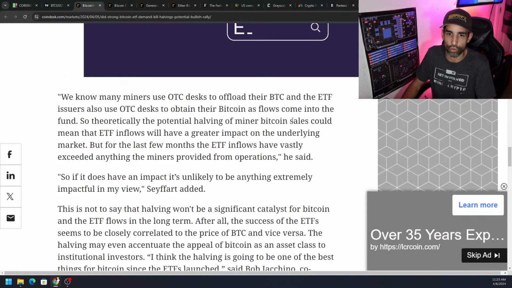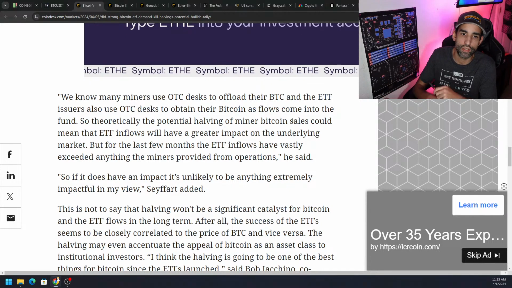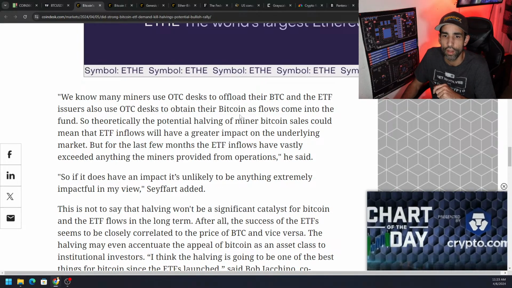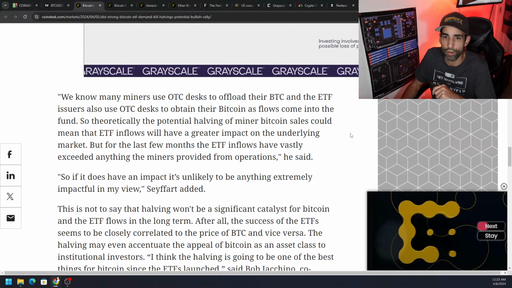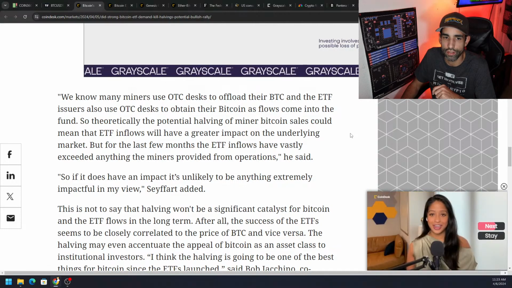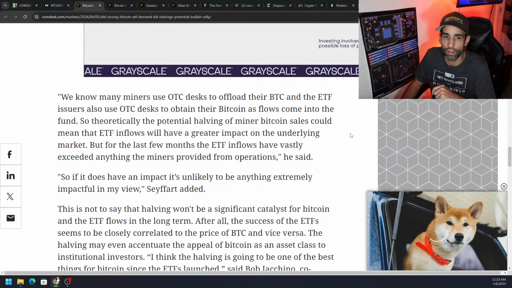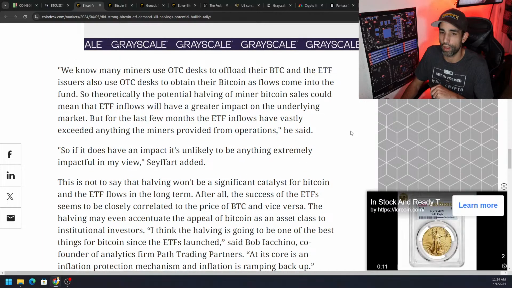We know, and there's a quote here, that many miners use OTC desks to offload their BTC, and the ETF issuers also use OTC desks to obtain their Bitcoin as flows come into the fund. So theoretically, the potential halving of the miner Bitcoin sales could mean that the ETF inflows will have greater impact on the underlying market. But for the last few months, the ETF inflows have vastly exceeded anything that the miners provided from operations. And I forgot the number.